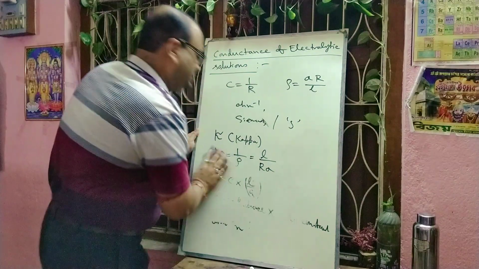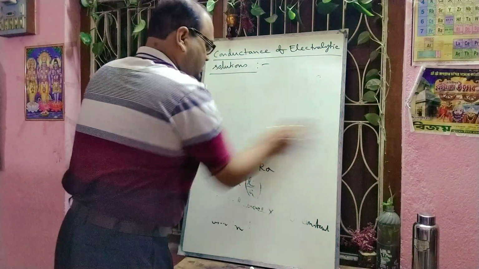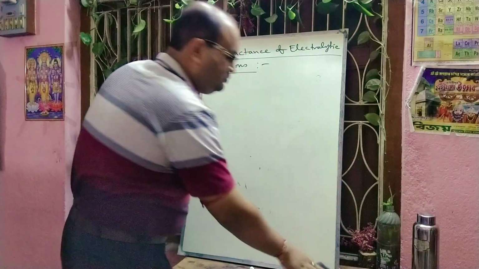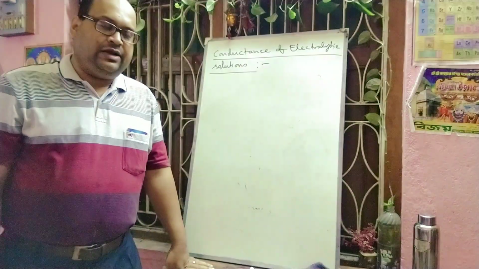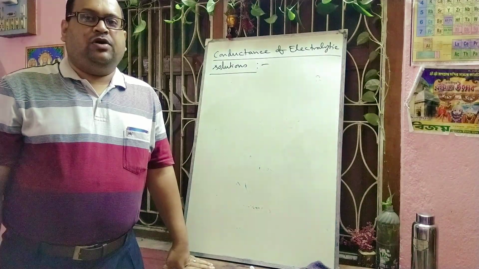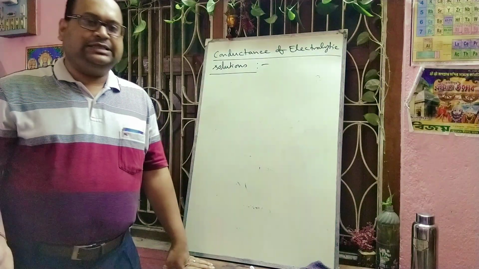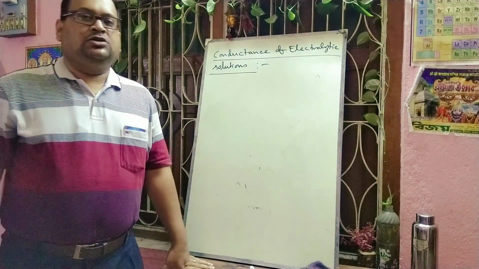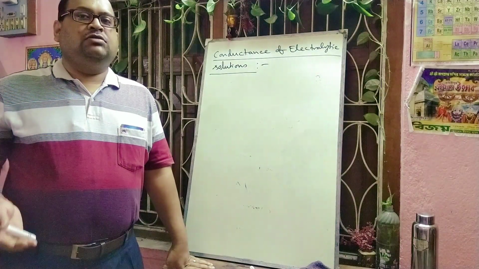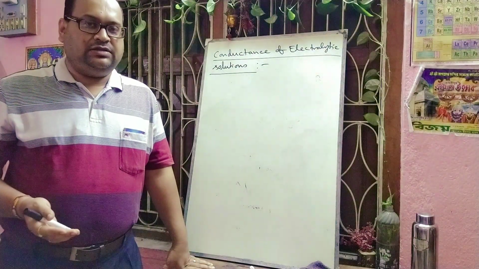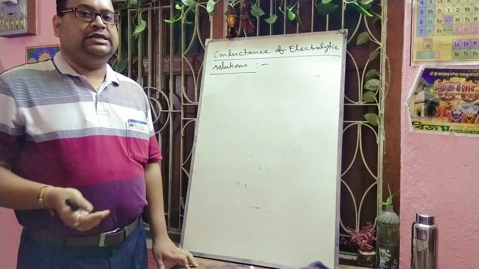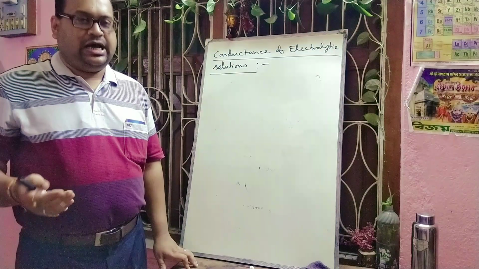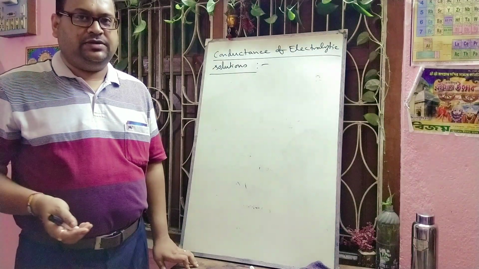Next we will discuss the difference between metallic conductor and electrolytic conductor, or metallic conduction versus electrolytic conduction. In case of metallic conduction, we know that electrons are responsible, that is the moving of the electron, and in case of electrolytic conduction, free ions are carrying current, so free ions are responsible.